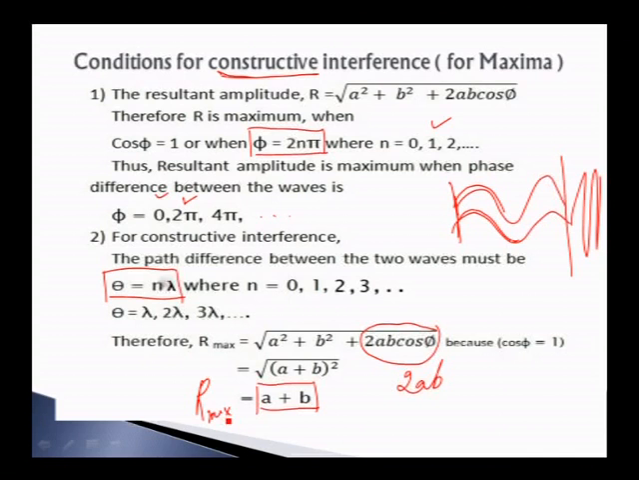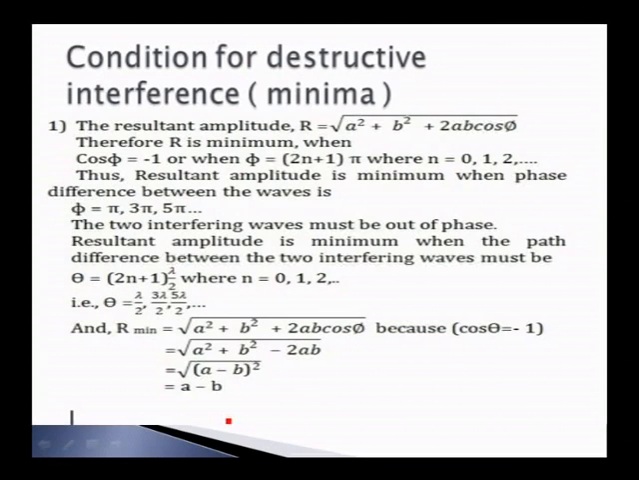Now let us go to the condition for destructive interference. In destructive interference, as I told you, whenever two waves cross over each other, the resultant wave is a dead wave, no wave. When we talk about light, when the light from two sources comes together at some point, altogether there is no brightness, it is totally dark.